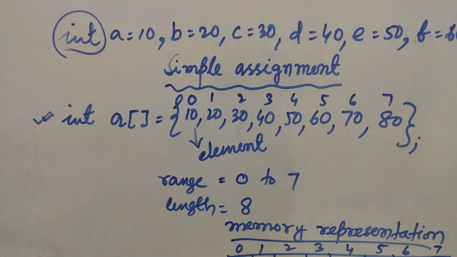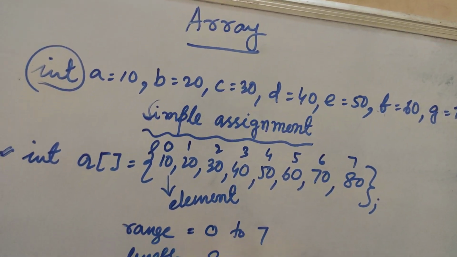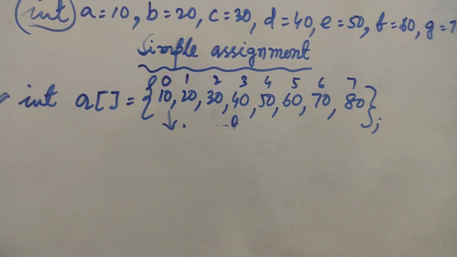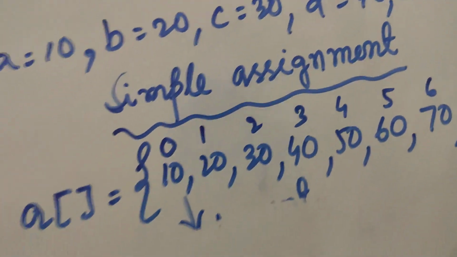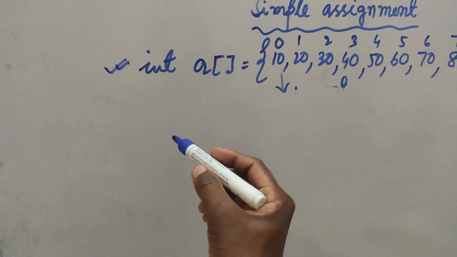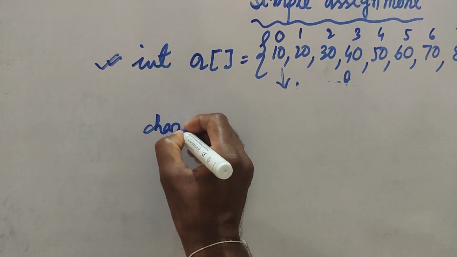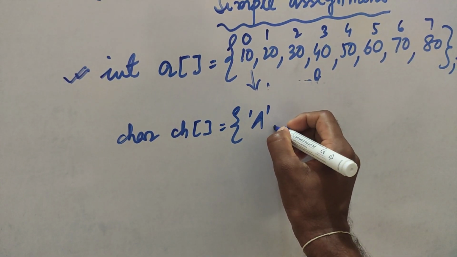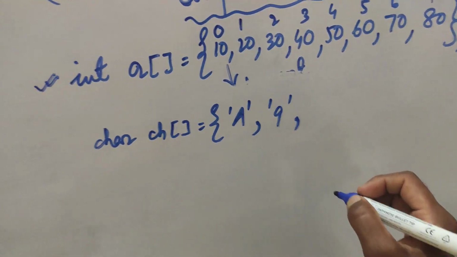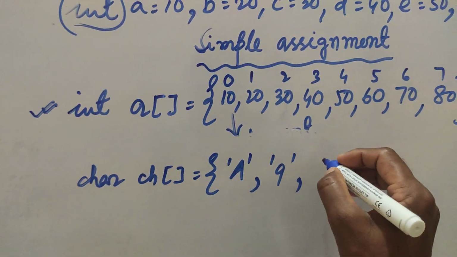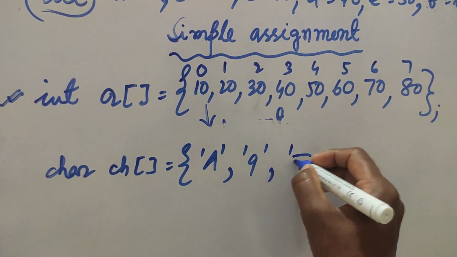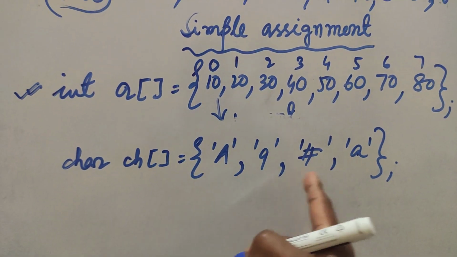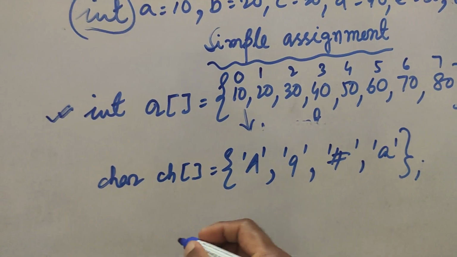So now, by using simple assignments, how will I declare the rest of the variables? Suppose the char variable. When you declare a char variable, the value should be within single quotations. You also know char means the value should be within single quotations. So the range of this array is 0 to 3, and the length of this array is 4.